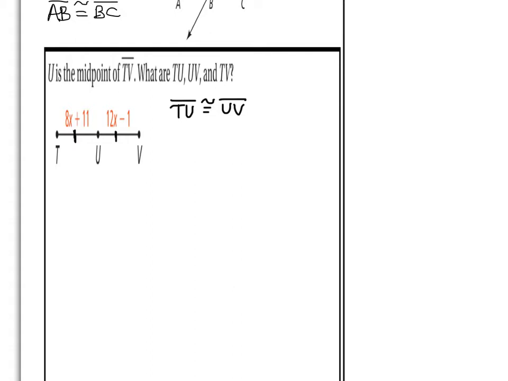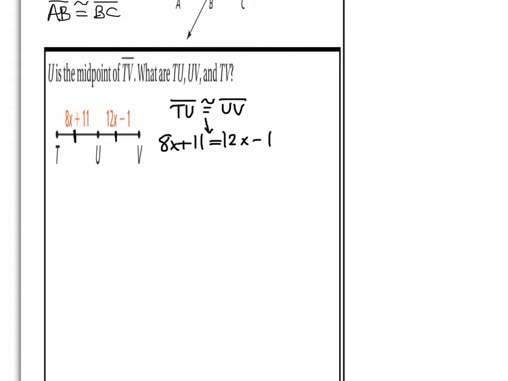According to the line, TU is 8x plus 11. And according to the line, UV is 12x minus 1. Now you'll notice I changed from a congruent to an equal sign. Anytime we throw in numbers, those are values. Remember, if we have values and we know how long that is, we use an equal sign. If we're just talking about the line segments, we use congruent. So now I need to solve this for x. I have to figure out how much x is first.